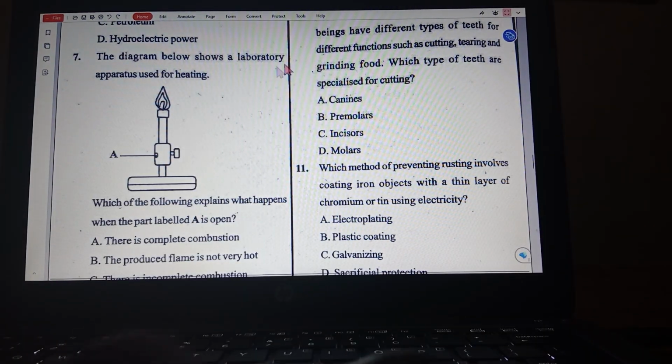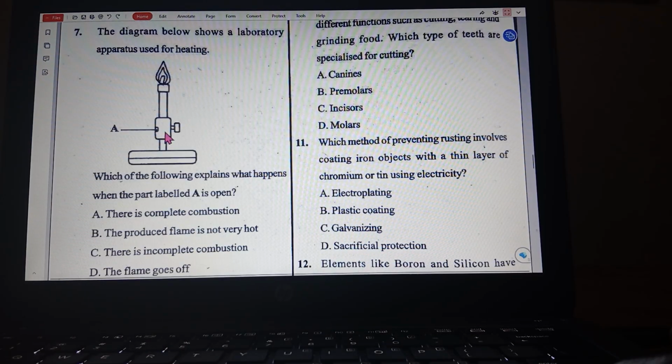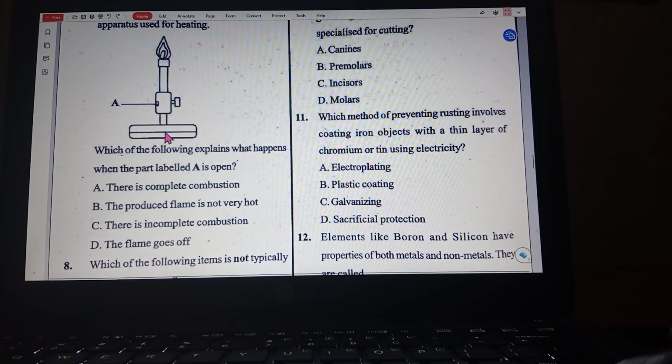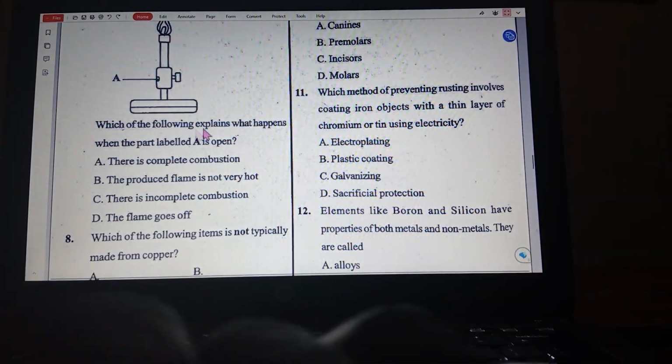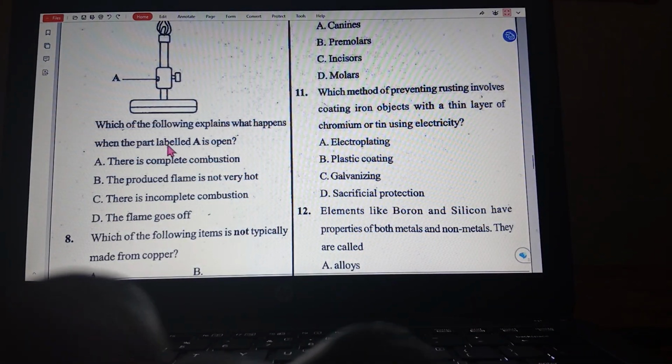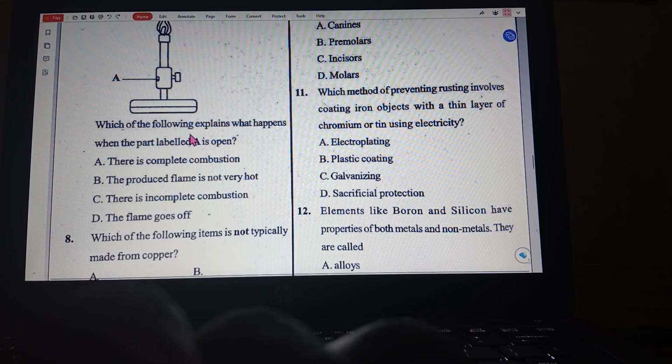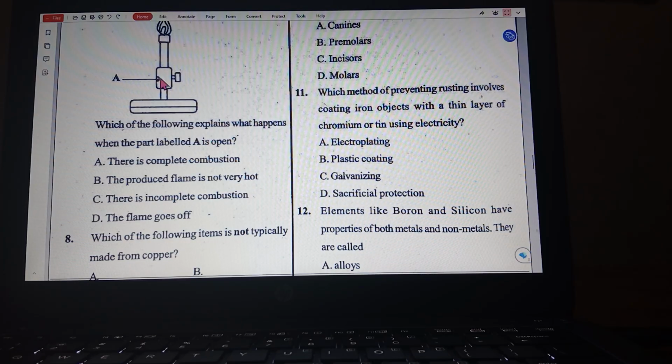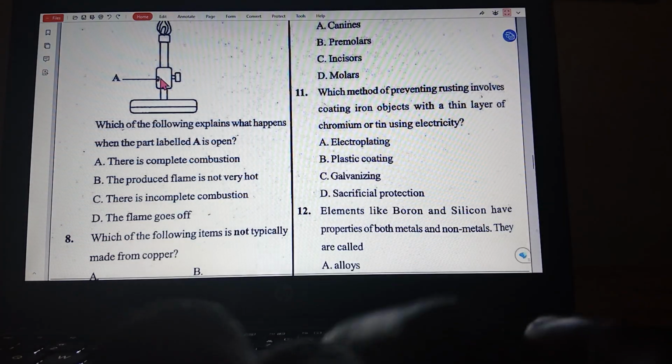The diagram below shows a laboratory apparatus used for heating. The name of this laboratory apparatus is the Bunsen burner. Which of the following explains what happens when the part labeled A is open? The part labeled A is the air hole. Good. Now what happens when the part labeled A is open?